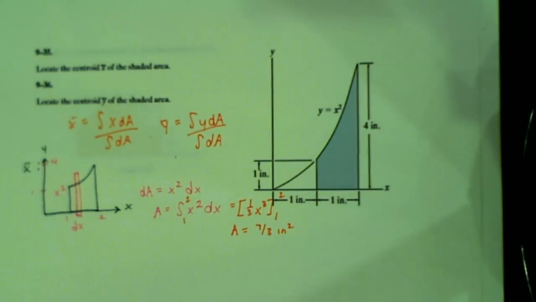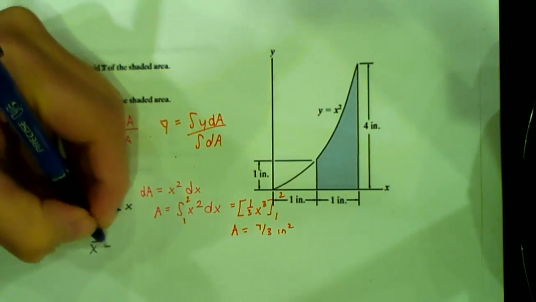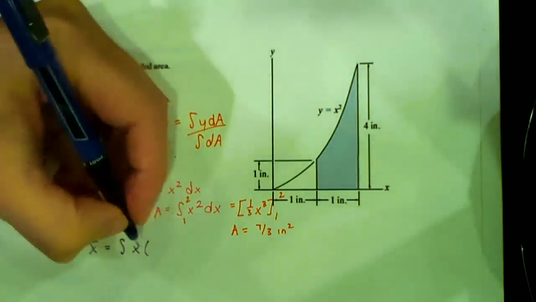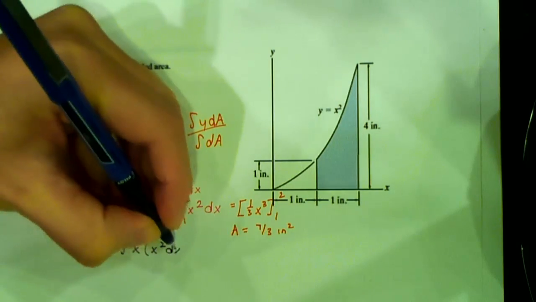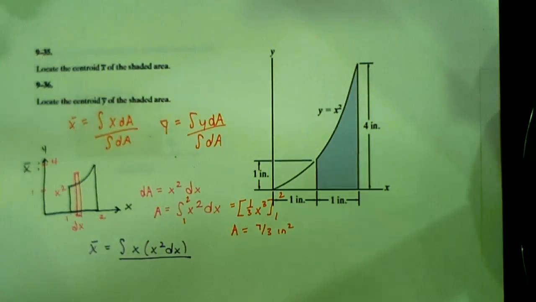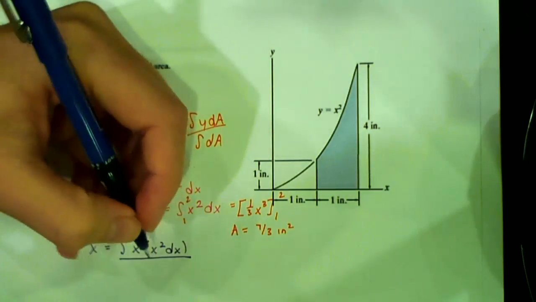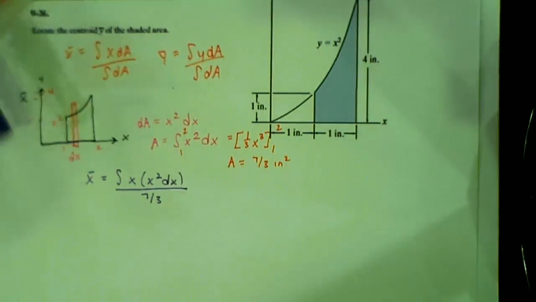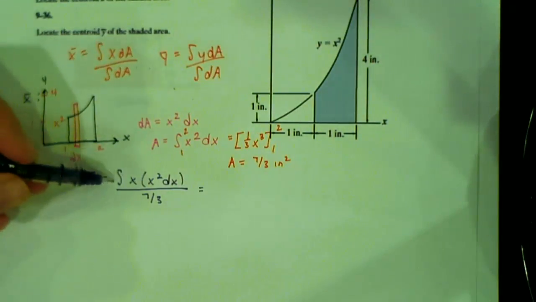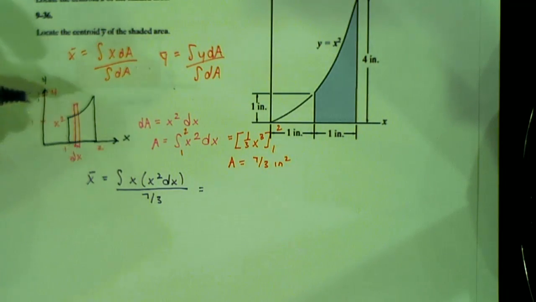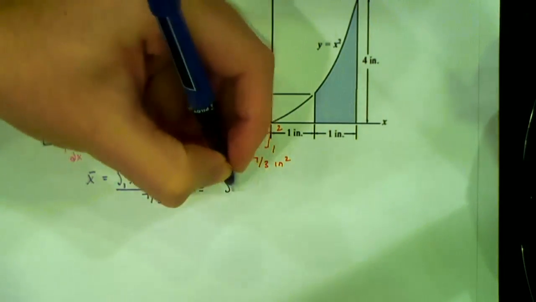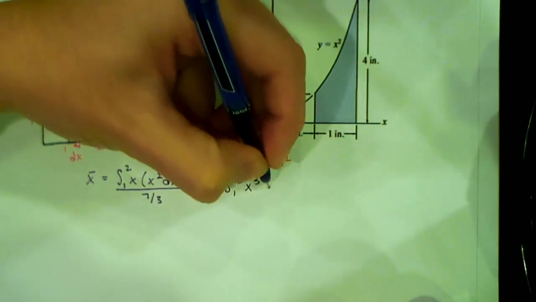So now for x bar, we just plug and chug. So we have the integral of x times dA, and we said dA was x squared times dx, divided by the integral of dA, but we already found that. That's just A. So this is divided by 7/3. And what are my bounds for this integral? 1 to 2 again. So this is equal to the integral from 1 to 2 of x cubed dx.